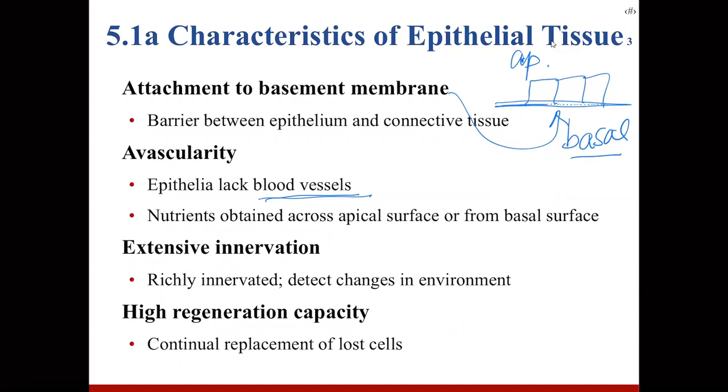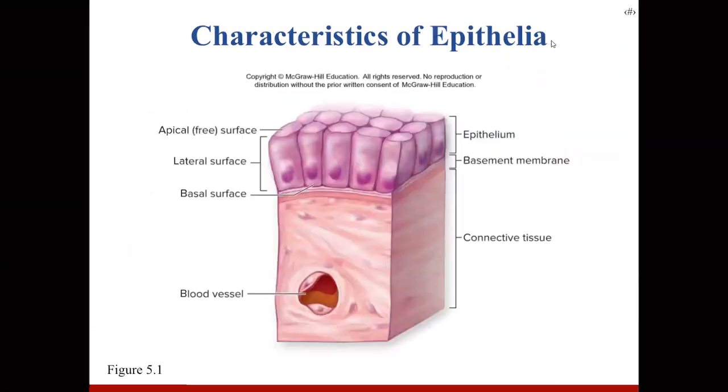Now, epithelium has a lot of nerves, so it's sensitive to what's going on in the environment, and they can regenerate. So they can go through mitosis. Okay, so here's a picture of the characteristics of epithelium. Here is connective tissue, here's the bottom, underneath. The basement membrane is the bottom of the epithelium and the apical surface is on the top.